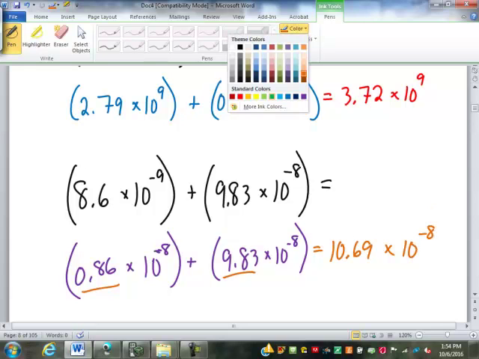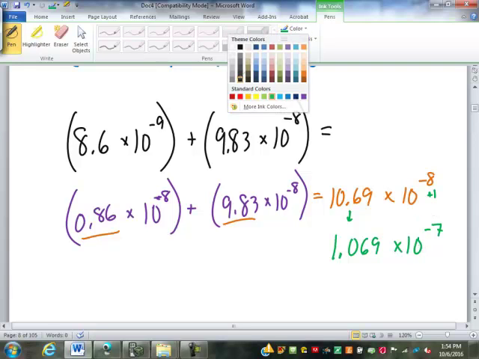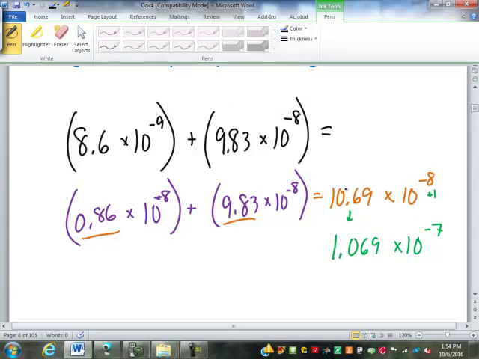Are you done? No. What do we have to do? 1.069 times 10 to the negative 7. Yes, this got smaller, so the power has to get bigger by 1. So we add 1. Because you can only have one non-zero digit in front of the decimal point. You can only have one digit in front of the decimal point. So we had to move it over, so it was, instead of 10, it's 1.